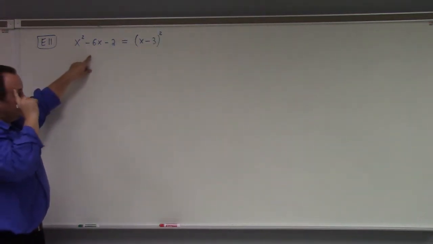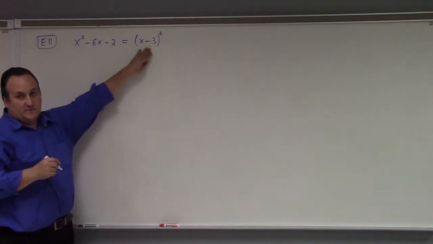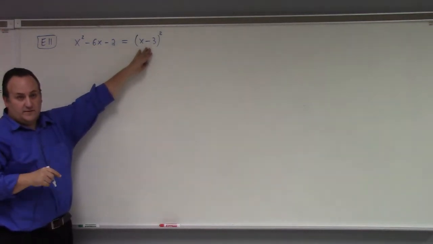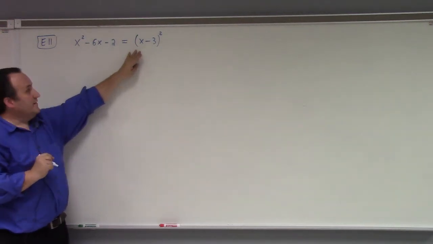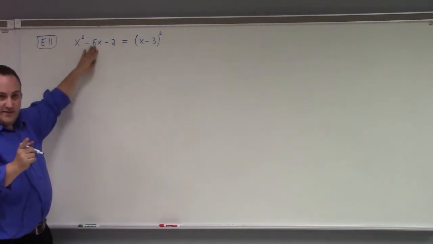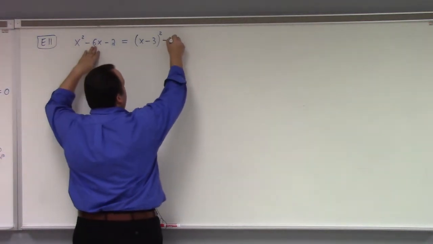Now you have to think about this. If you were to multiply this out, what do you get? You get x squared minus 6x, but you also get plus 9. There wasn't a plus 9 here to start with, so to be fair, we must subtract 9.